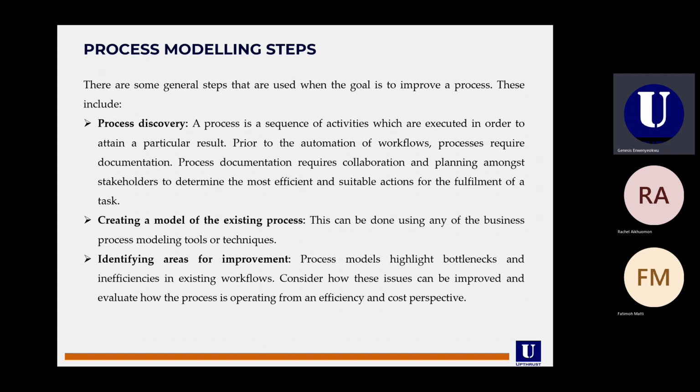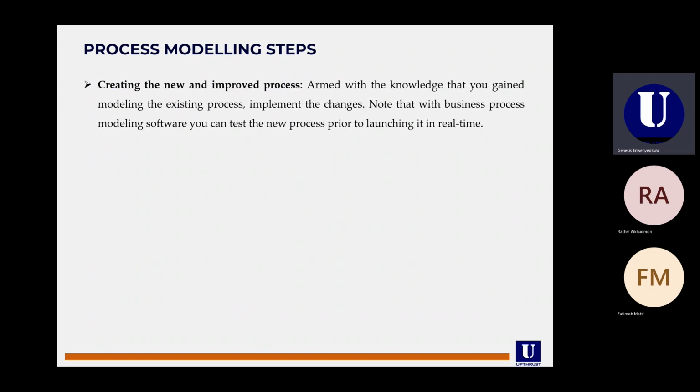After identifying the areas of improvement, we draw a new process that we are going to be improving. That is a new and improved process. And that will be the end of our process modeling.